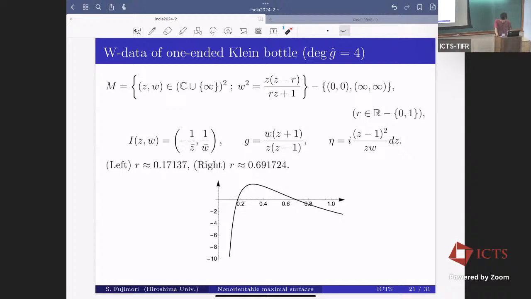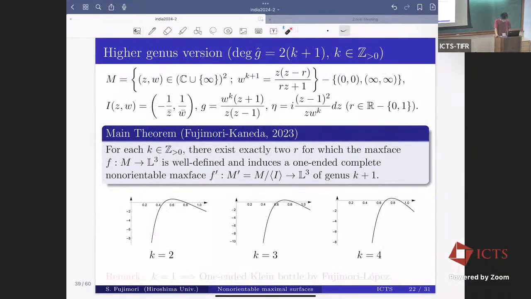my student Kaneda succeeded in generalizing to higher genus. In the minimal surface case, the degree is 3k plus 1 or something like that, so the degree changes odd, even, odd, even. But in this case, the degree is 2 times k plus 1, so this is always even.